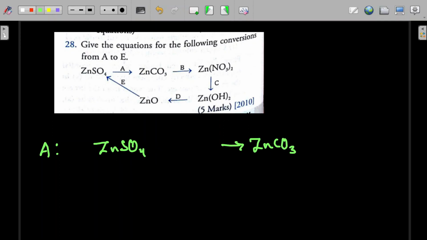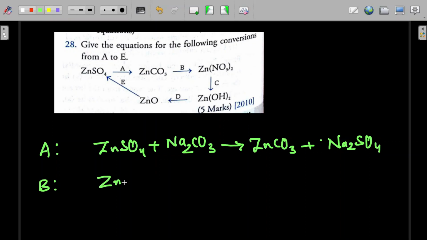So zinc carbonate is a precipitate. Therefore you can use Na2CO3, sodium carbonate or potassium carbonate. Then you will get zinc carbonate plus Na2SO4. So this is again how, based on your knowledge of acid, bases and salts reactions, you have to work. Then take this zinc carbonate, from there you have to get zinc nitrate.